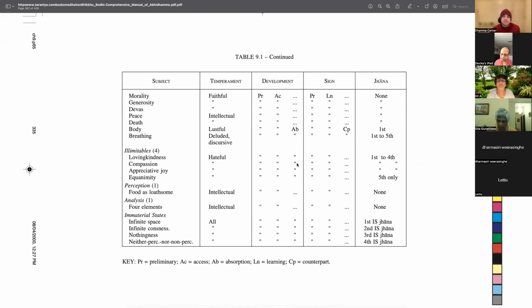Apana, right? All three. And then the sign, it develops. Now, we need to recognize something here, right? Loving kindness can be done in two ways, and most people do the latter. Most people practice loving kindness not for jhana, but as an ancillary practice, as a supporting practice.